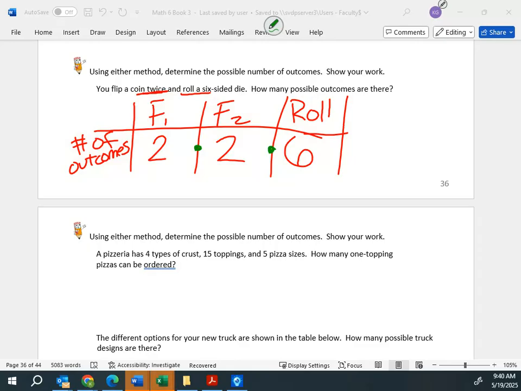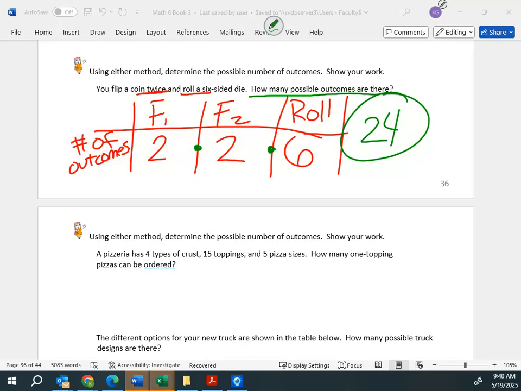How many possible outcomes are there? 24. 2 times 2 is 4. 4 times 6 gets me to that 24. My question was, how many possible outcomes are there? There are 24 possible outcomes.